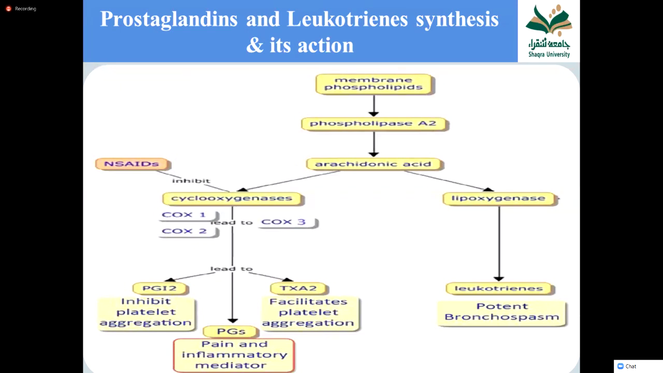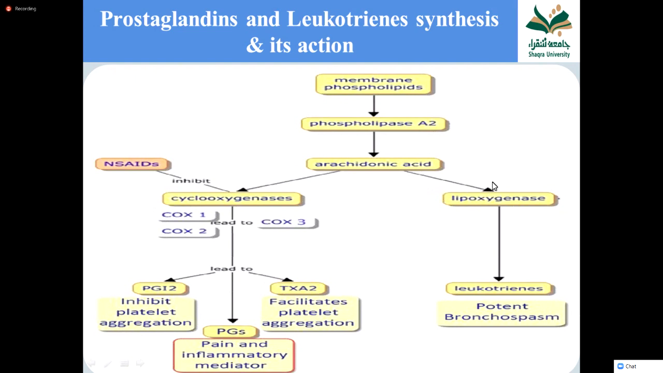So if you see the origin, for most of them the precursor is arachidonic acid. And this arachidonic acid is present as a component of phospholipids of the cell membrane, and it is released by the enzyme phospholipase A2. Now, this arachidonic acid is acted upon by various isoforms of cyclooxygenase enzyme, and it may lead to formation of PGI2, prostaglandins, and thromboxanes. And arachidonic acid can be converted into leukotrienes by the lipoxygenase.